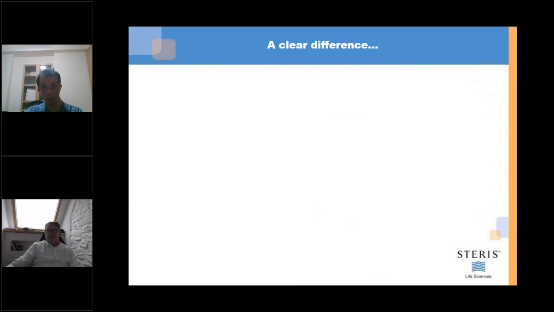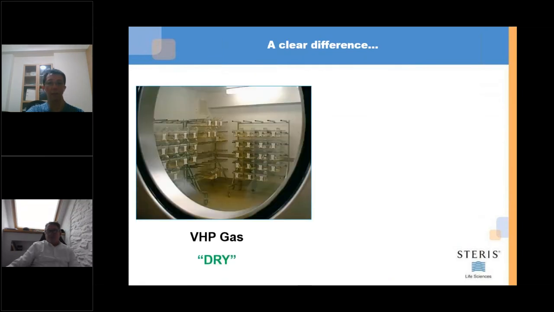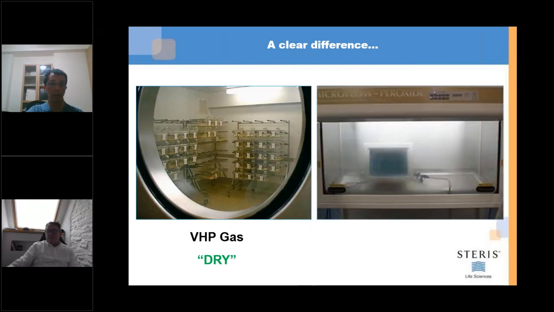Just to illustrate further, this is how it looks. VHP gas is dry. You can see the room very clearly, there's nothing. And that's how it should look. Whereas here you can see that it's a bit misty. You can see it's wet.